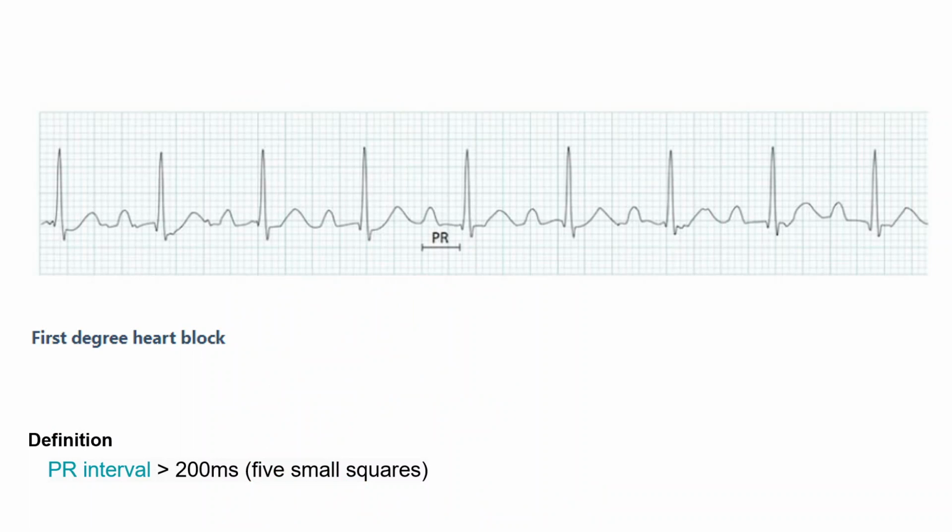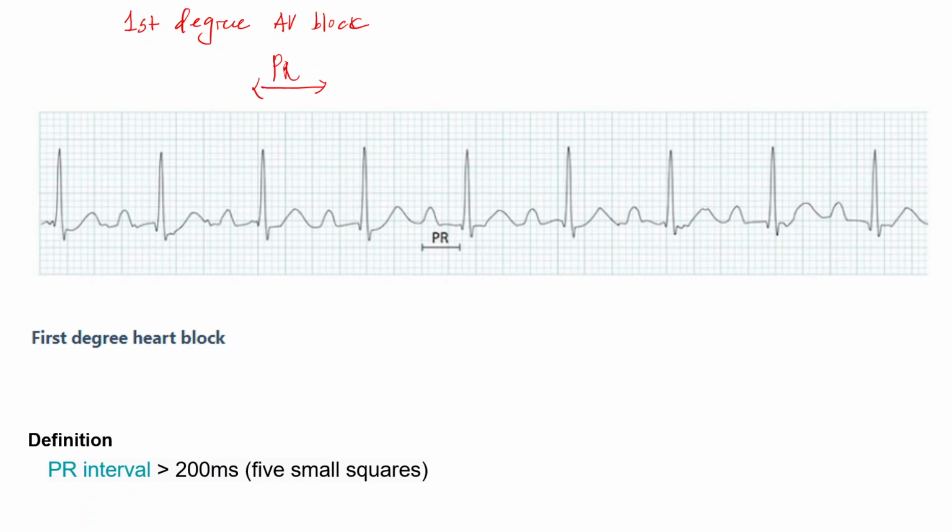Now coming to the types, AV nodal blocks are of 3 types. Previously also I have mentioned there are 3 types: first degree, second degree, and third degree. Second degree is divided into type 1 and type 2. So first we'll start with the first degree AV block. When we were discussing the PR interval, I told you that whenever there is a prolongation of the PR interval, that is actually a characteristic feature of AV block. So this is characterized by PR prolongation. That's all, PR prolongation.